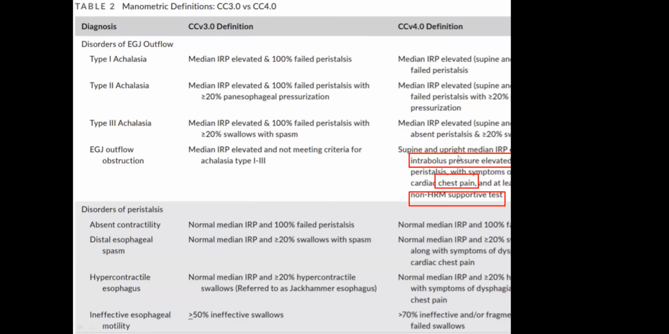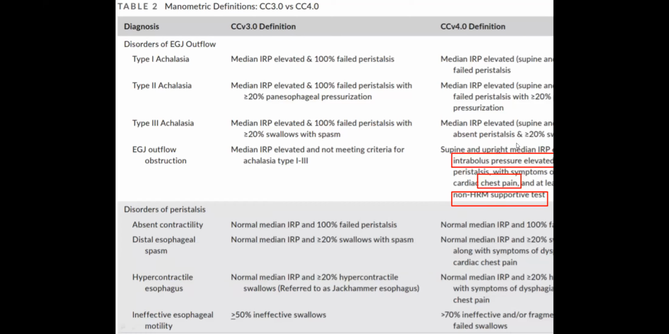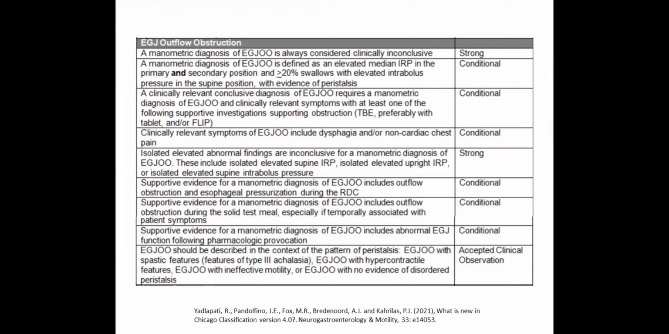So again, if you look at the criteria here, you'll see that intrabolus pressure could be elevated. On top of that, patients need to have symptoms, meaning chest pain and also dysphagia, which need to be present as part of the diagnostic criteria. So it's not just pure manometry. They have actually included symptomatology as well for the patient to get a diagnosis of EGJ outflow obstruction.